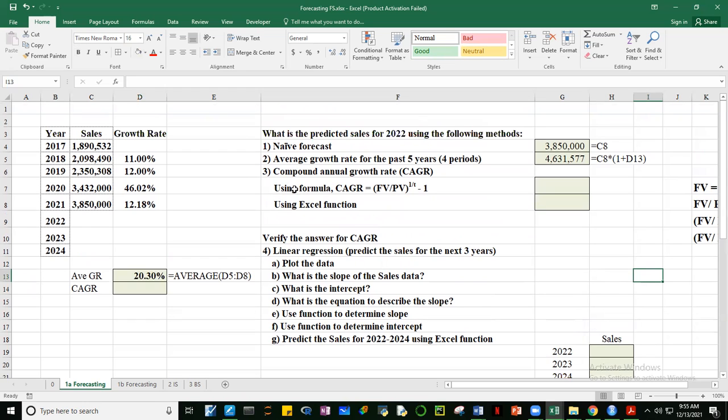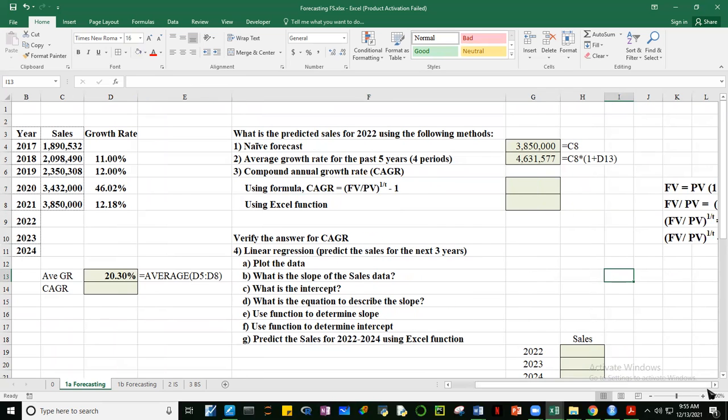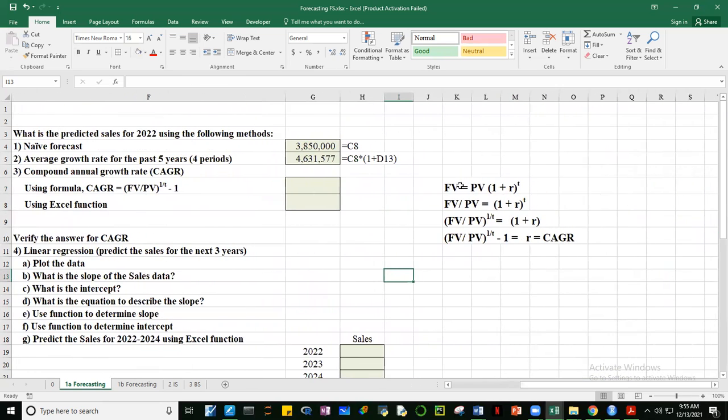Anyone? What will be our CAGR, guys? Using this formula: compounded annual growth rate is equal to the future value divided by the present value, raised to the 1 over t, minus 1. It came from this equation. Galing lang dito yan sa equation na to.